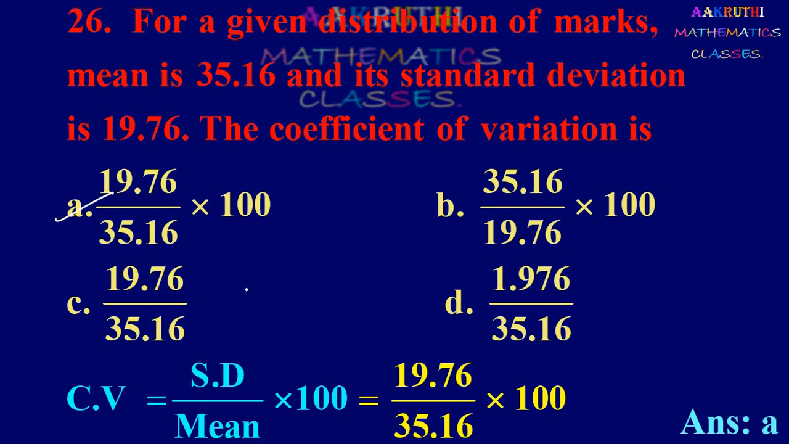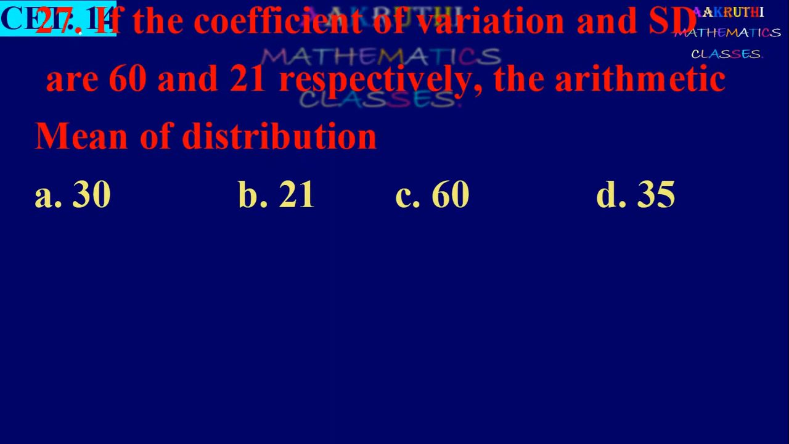So here the correct option is option A. It is CV is standard deviation divided by mean into 100. So which is option A. So next question, question number 27, and it is from CET 2014.